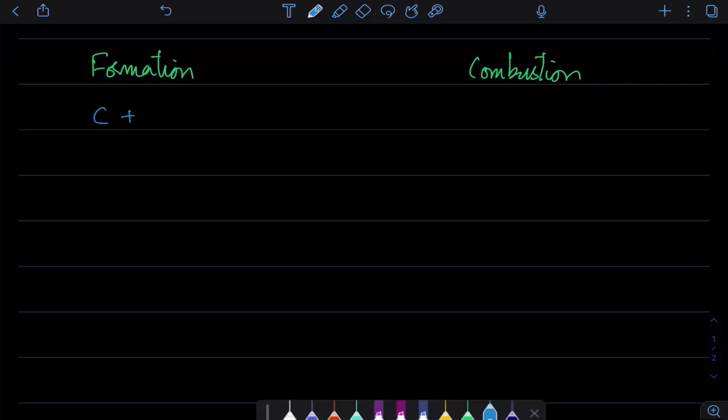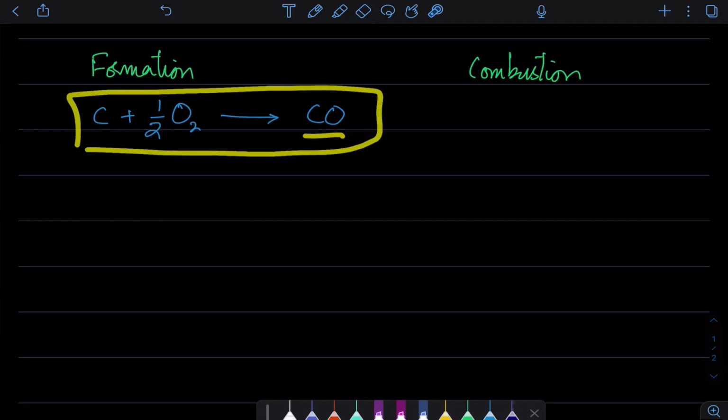Carbon plus limited oxygen makes carbon monoxide. Now, formation और combustion दोनों में ये केस चल सकता है. Problem is in formation this is a little tough to do. ठीक है? Why? Because the formation of carbon monoxide is literally this same equation.